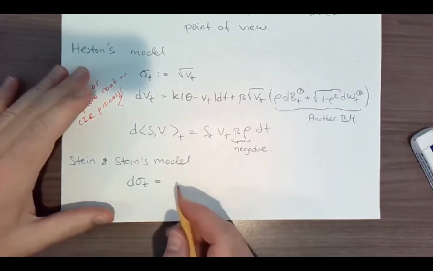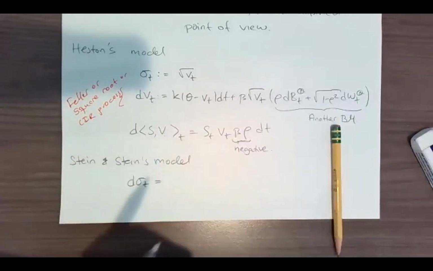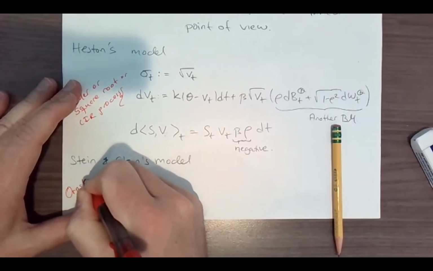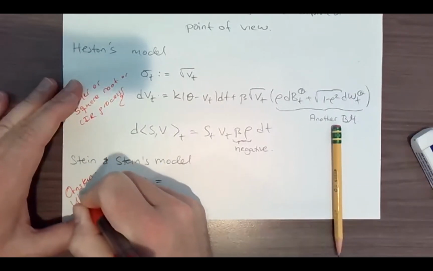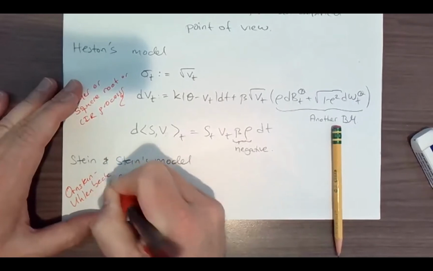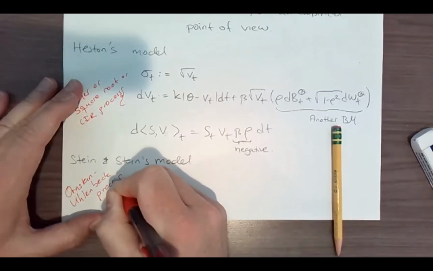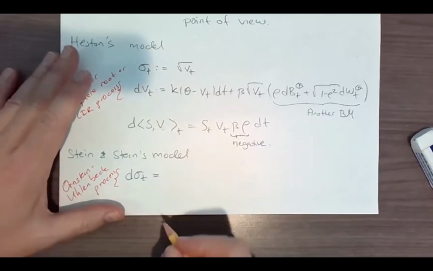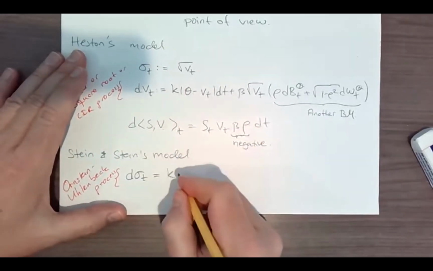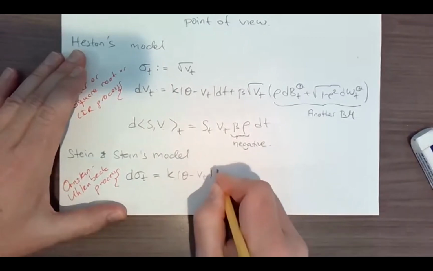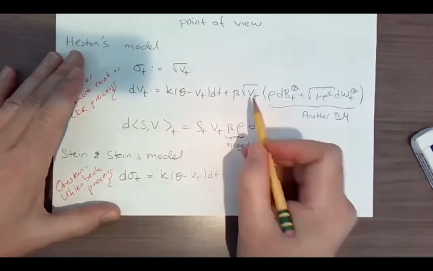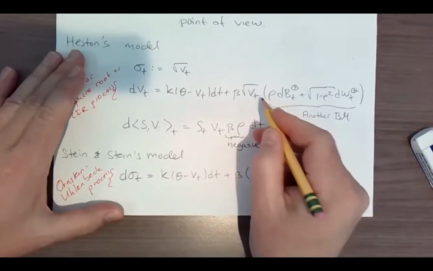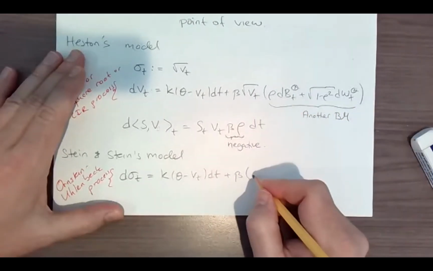Right, so we're down to Stein and Stein. So this time we're going to have an Ornstein-Uhlenbeck process, an OU process. It has the same drift, and instead of having the square root here, it just has the Brownian motion as before.